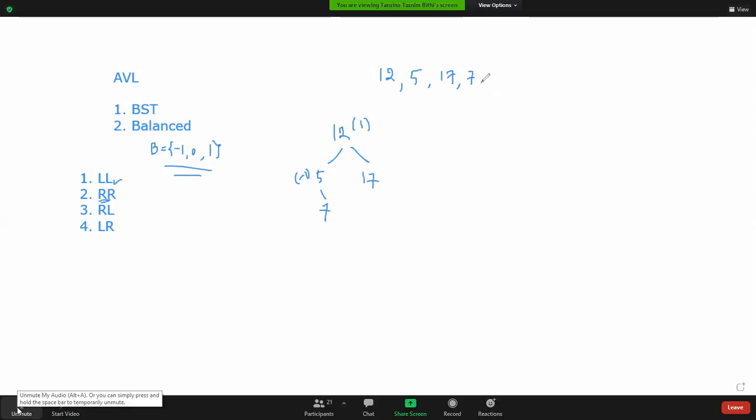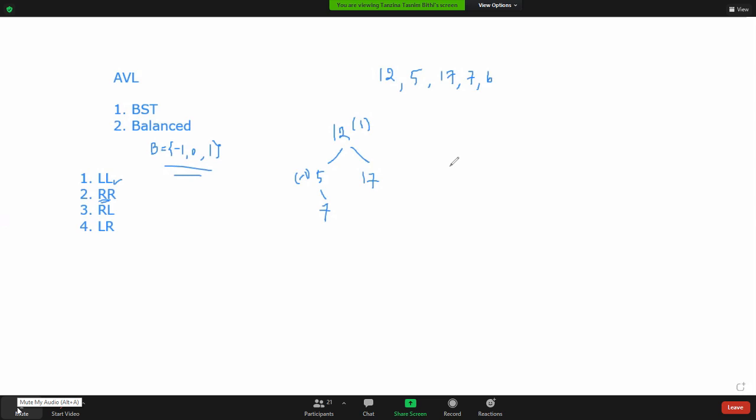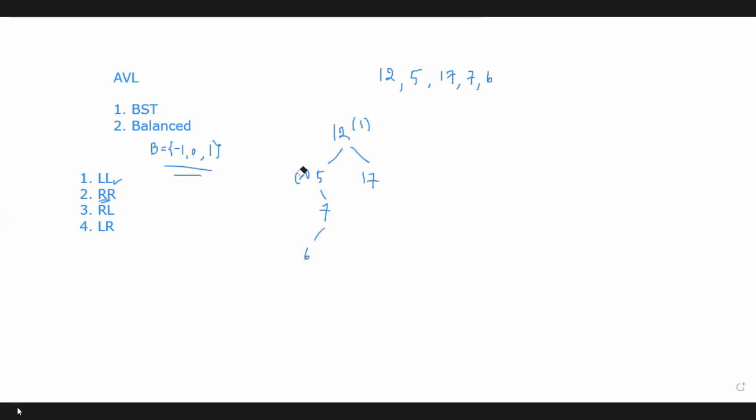Okay, so now the next node is 6. So we insert that node here, on the left side. Now calculate the balance factor. The balance factor of 6 and 17 is 0. For 7, it's 1. Now for 5, the balance factor is -2.